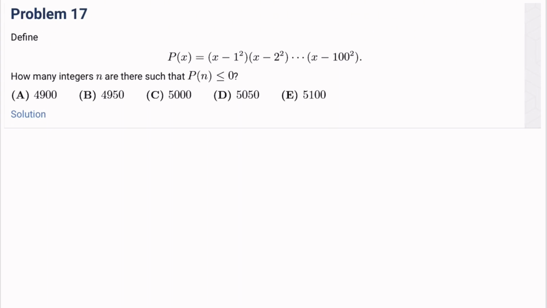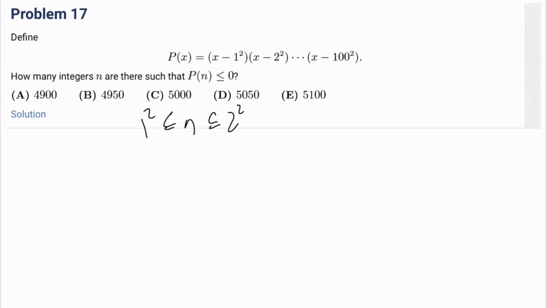If we write this down, that means we want the integer n. So n is going to be greater than or equal to 1 squared and less than or equal to 2 squared, since that would make this value negative and the rest positive. This is one possibility, and we have the equal sign because if this is 0, then this is also satisfied, and so that's also correct.